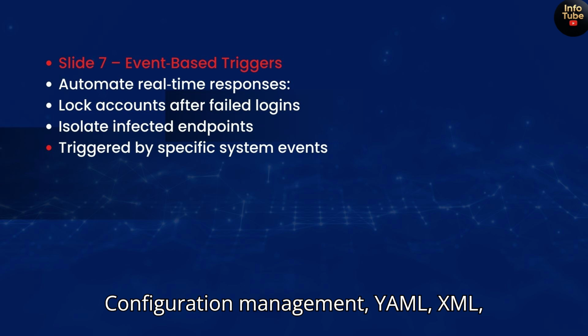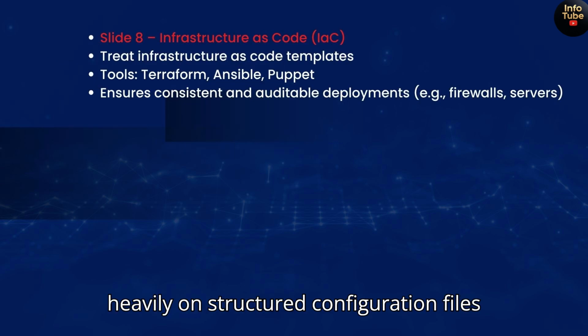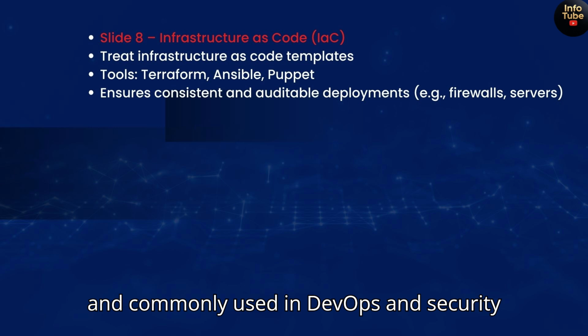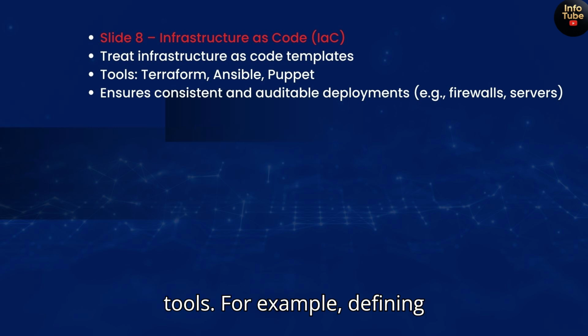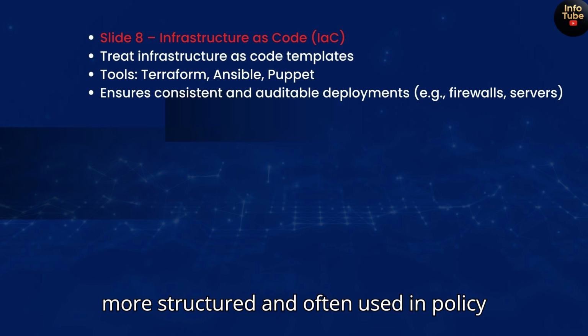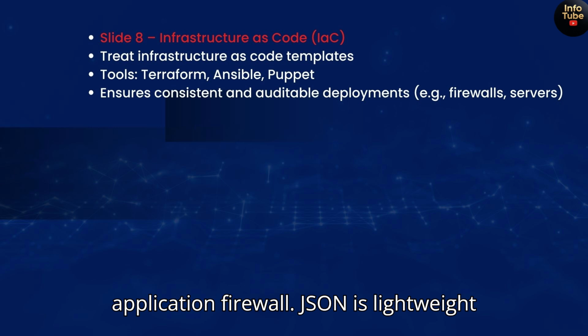Configuration management: YAML, XML, JSON, and TOML. Automation relies heavily on structured configuration files to define settings. YAML is easy to read and commonly used in DevOps and security tools. For example, defining SIEM alert thresholds in YAML. XML is more structured and often used in policy definitions. For instance, defining access rules for a web application firewall.